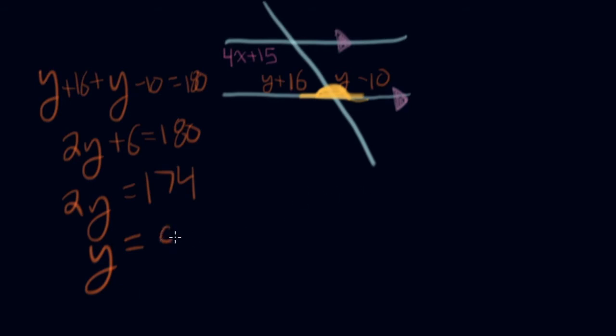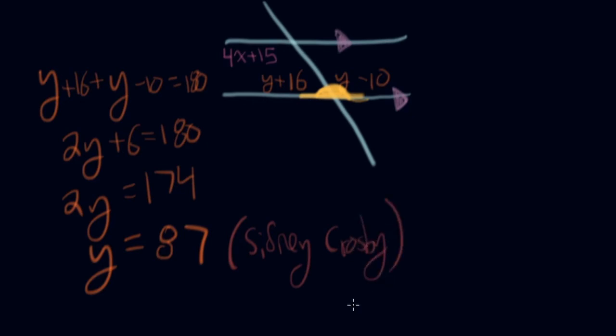87 is a really cool number, though. For those of you who don't know, that is Sidney Crosby. Who is Sidney Crosby? Just the best hockey player in the world currently. Sidney Crosby plays for the Pittsburgh Penguins. Good Canadian kid.